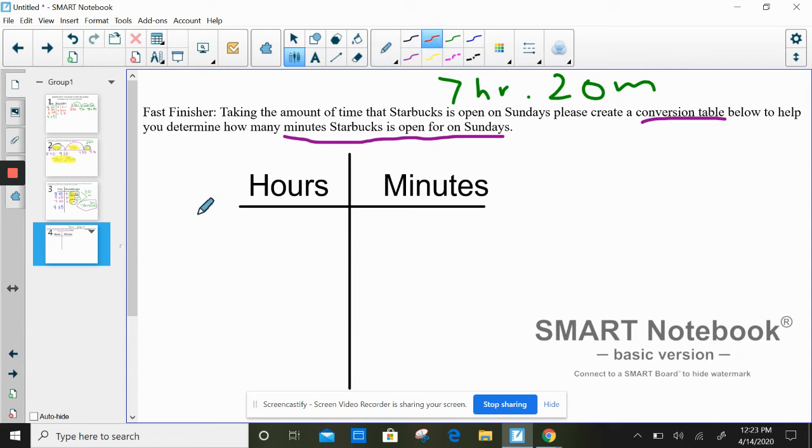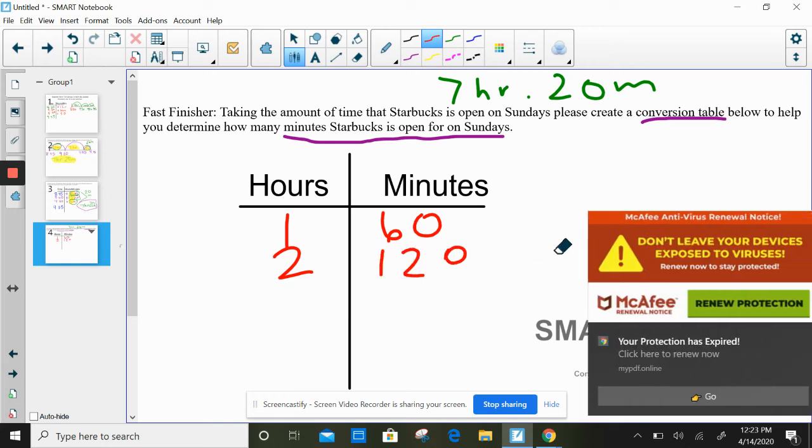For example, if I have 1 hour, how many minutes are in 1 hour? Almost every one of you should be able to tell me that. 1 hour is 60 minutes, right? Okay. So that means 2 hours would be what? I'm going to give you guys a second here in case you want to follow along with me. Hopefully, you guys all got 120.